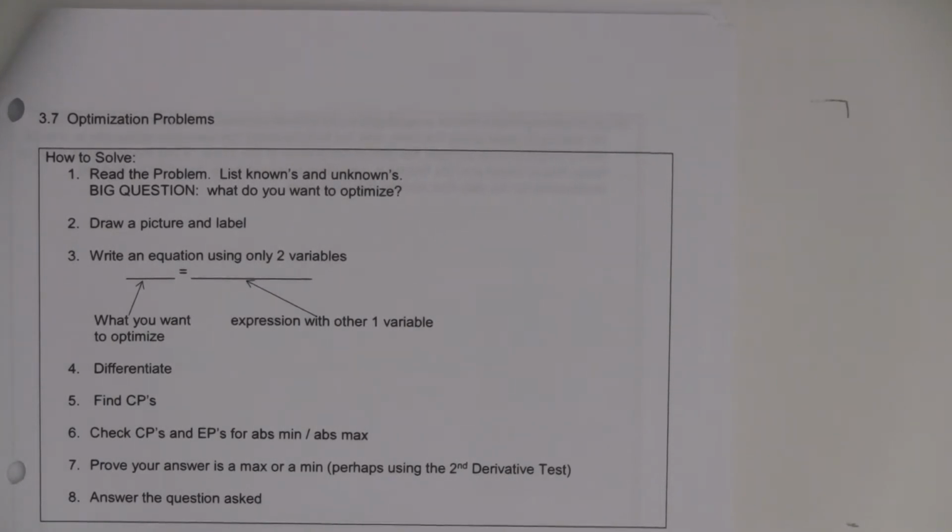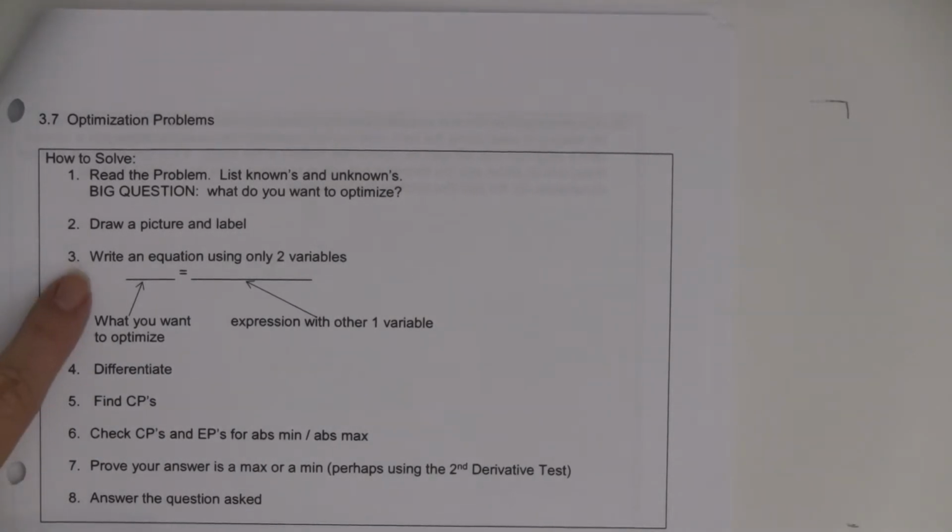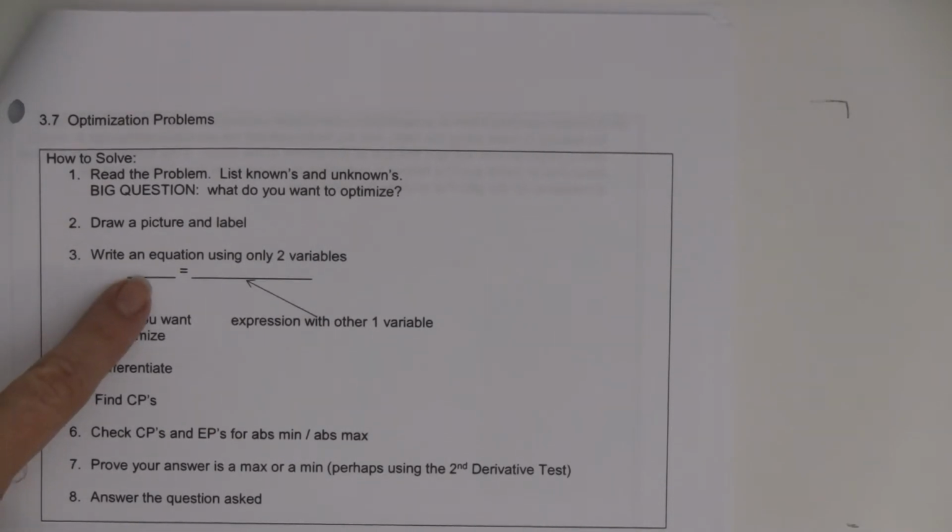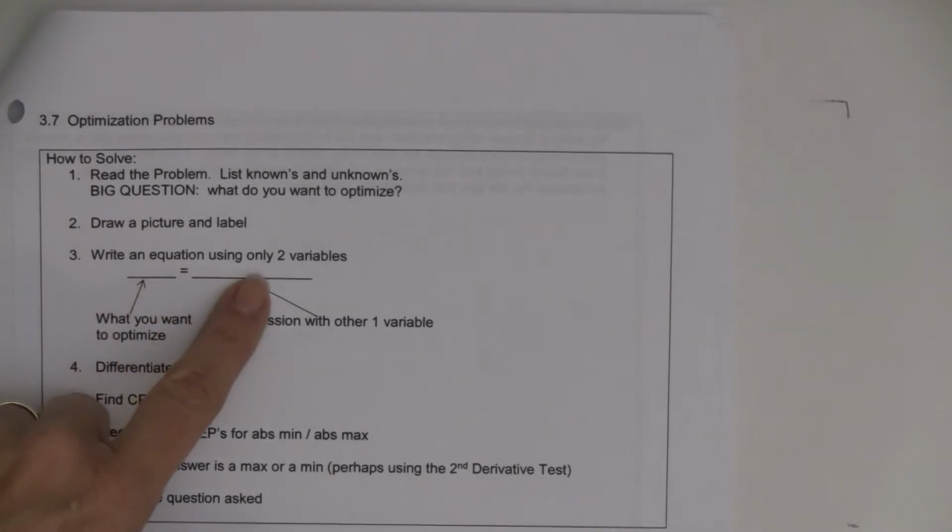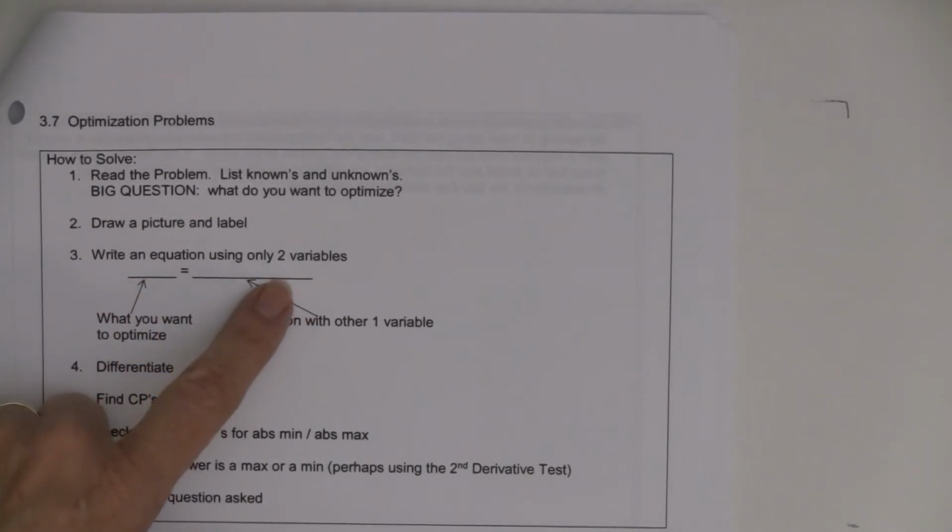The first thing you need to do, they're word problems, is read the problem. You need to list the knowns and unknowns. And the big question is, what do you want to optimize? Sometimes it's helpful to draw a picture and label things. And then you want to write an equation using only two variables. It's nice if you can put what you want to optimize on one side of the equals and an expression with one other variable on the other side.